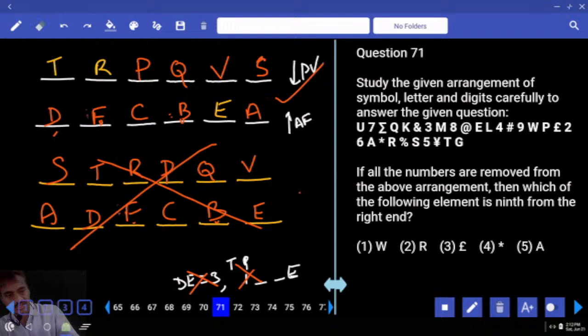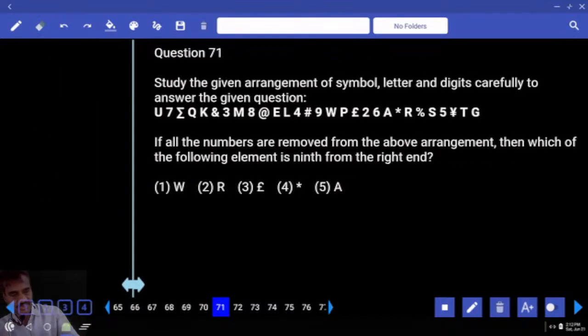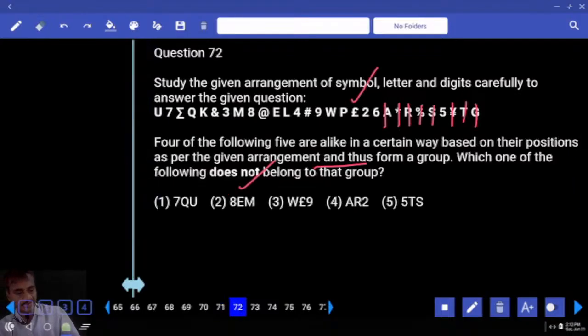Now in this, if all the numbers are removed from the above arrangement, which of the following is 9th from the right? Now we need to count the 9th element from the right hand side without the numbers. 1, 2, 3, 4, 5, 6, 7, 8, 9. Then what is your answer? Choice 3. Then 72, odd one out. Now in this odd one out, 7, Q and E.